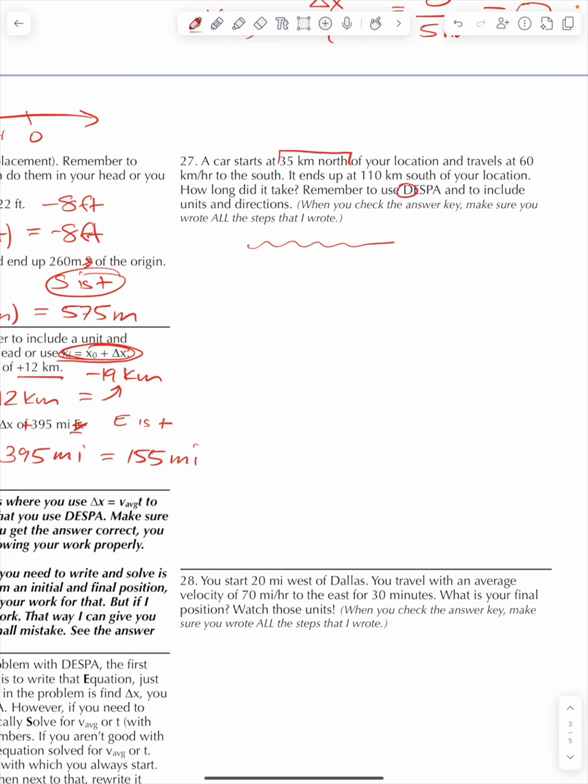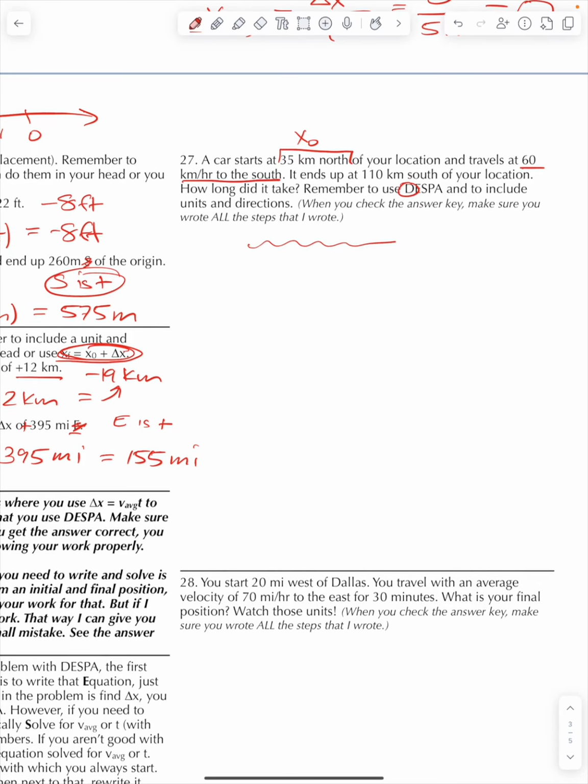So we start at 35 kilometers to the north. What is that describing? That's describing your position, and specifically, your initial position. So that represents x naught, or x0, whatever you want to call it. And travels, here's a line break, 60 kilometers per hour to the south. What is that describing? Well, your v average. We'll assume it's the average velocity. And we end up 120 kilometers south. Well, that's another position, but that's your final position. And also: how long does it take? That's asking for t.